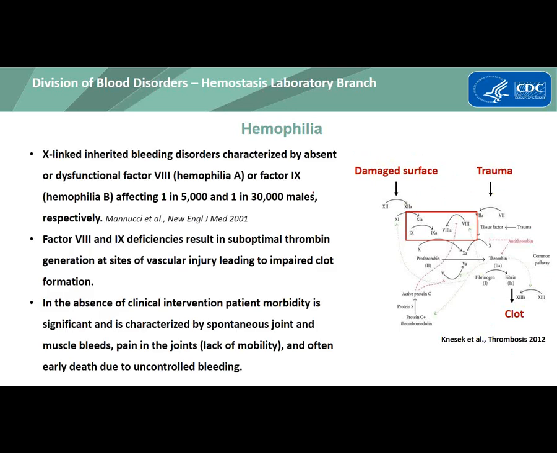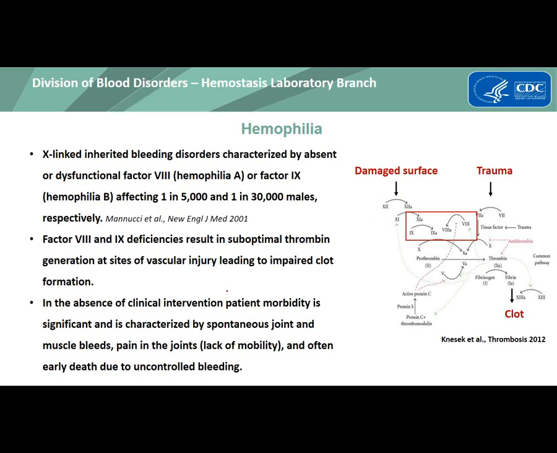With that as a backdrop, hemophilias are X-linked inherited bleeding disorders characterized by absent or dysfunctional factor VIII in the case of hemophilia A, or factor IX in the case of hemophilia B. These affect 1 in 5,000 and 1 in 30,000 males, respectively. Factor VIII and IX deficiencies result in suboptimal thrombin generation at sites of vascular injury, leading to impaired clot formation. In the absence of clinical intervention, patient morbidity is significant and is characterized by spontaneous joint and muscle bleeds, pain in the joints, which contributes to lack of mobility, and often early death due to uncontrolled bleeding.